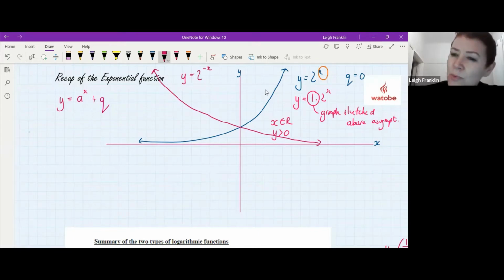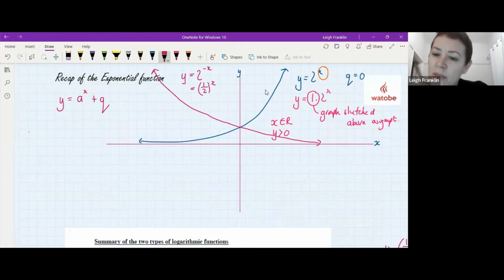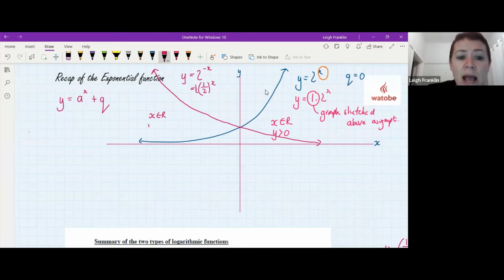But of course, we don't write it with a negative exponent, and that's where we get 1 over 2 to the x from. So we write it as the reciprocal and we give it a positive exponent. That's using our negative exponent definition. Again, the invisible 1 that's sitting over here, the graph is sketched above its asymptote. Again, here we would say that x is an element of the real numbers, and y has to be greater than 0. So there's not too much of a change between the two compared with that.